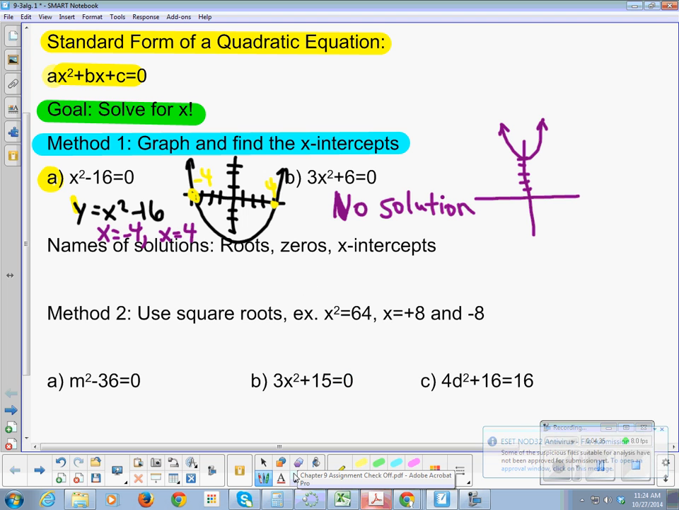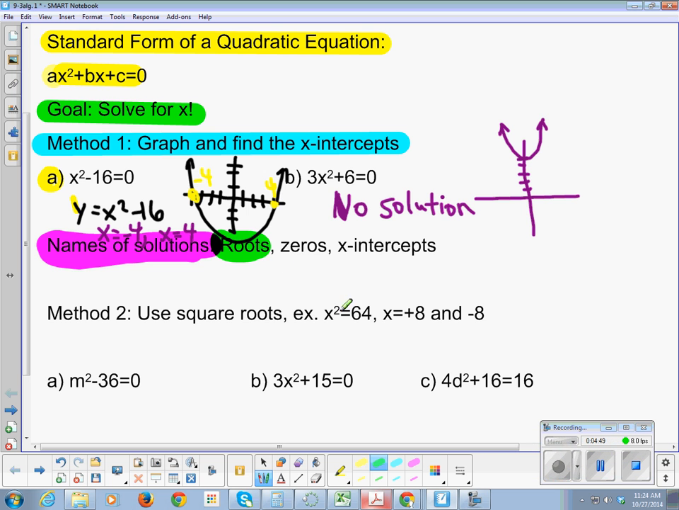All right. So one thing I would like to highlight is that there are several different names that solutions can go by. They can go by roots, they can go by zeros, they can go by x-intercepts, and all of them mean the same thing. So if I say solution, or roots, or zeros, or x-intercepts, they all mean the same thing. It's all where y is equal to 0.